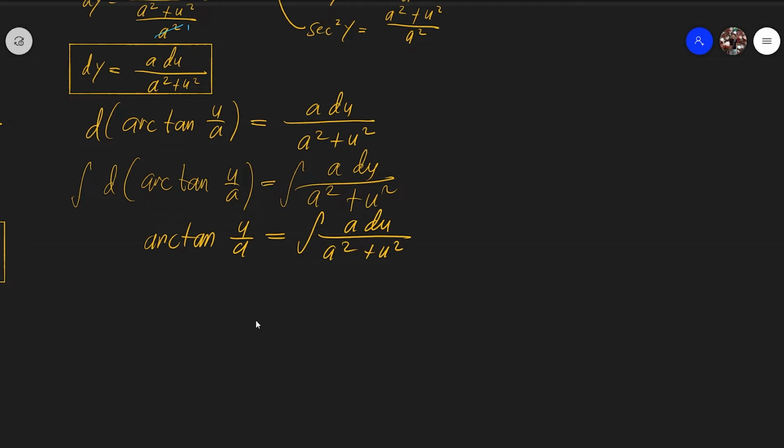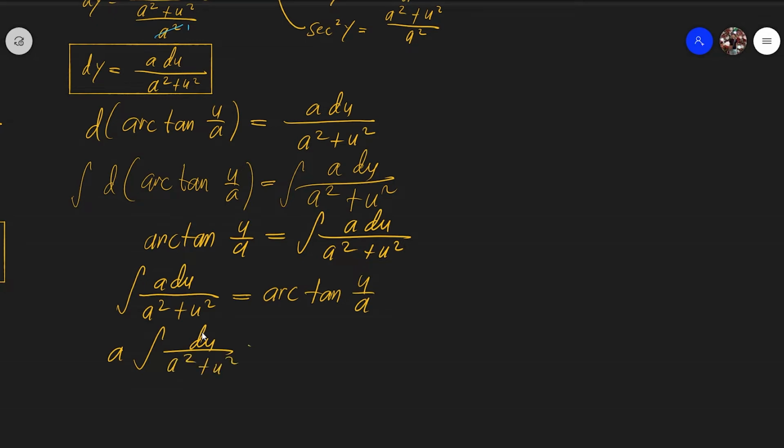So, you will have the integral of a du all over a squared plus u squared. This is therefore equal to the arctangent u over a. Now, this is constant because your a is constant, so you can put it outside of the integral. So, this can be written as a times the integral of du over a squared plus u squared, equal to arctangent u over a.